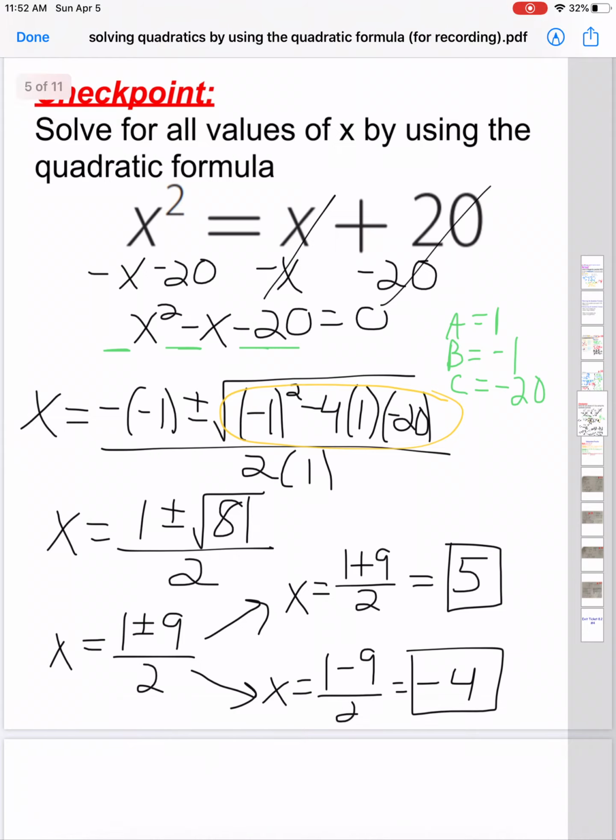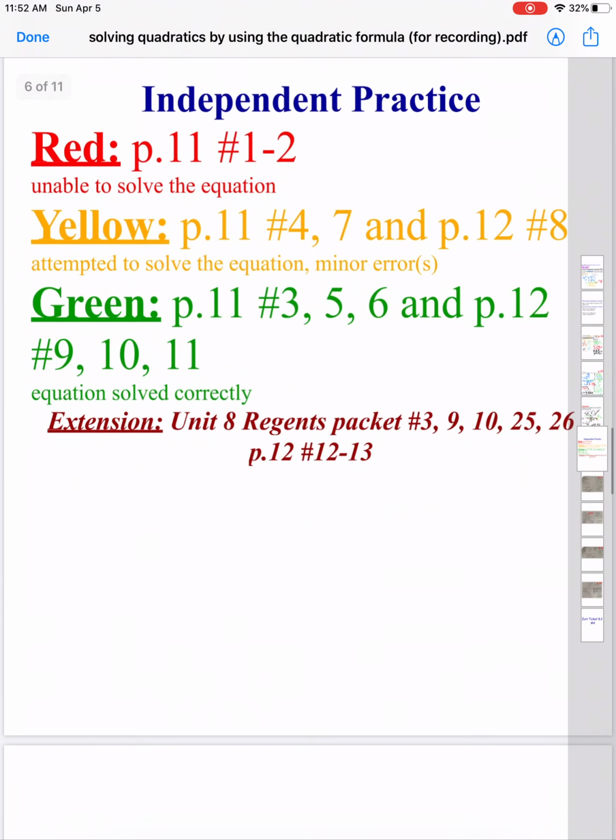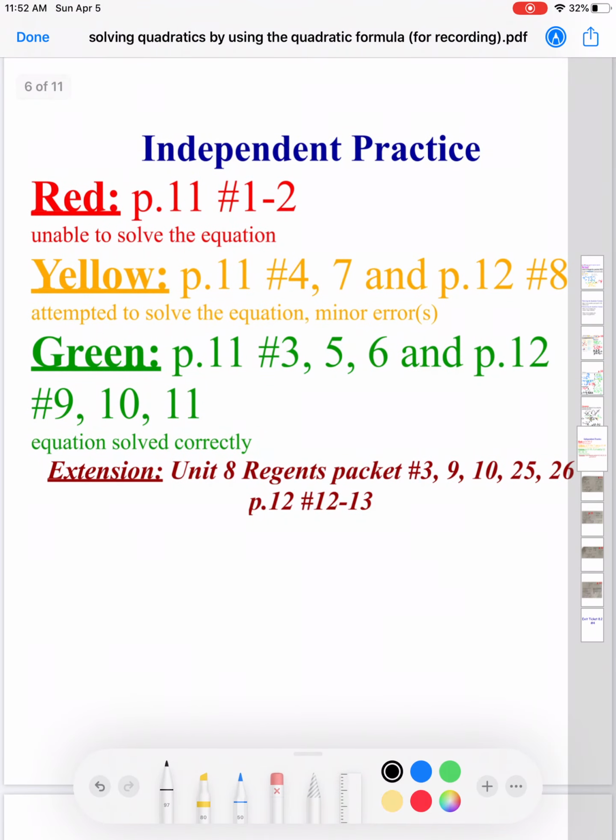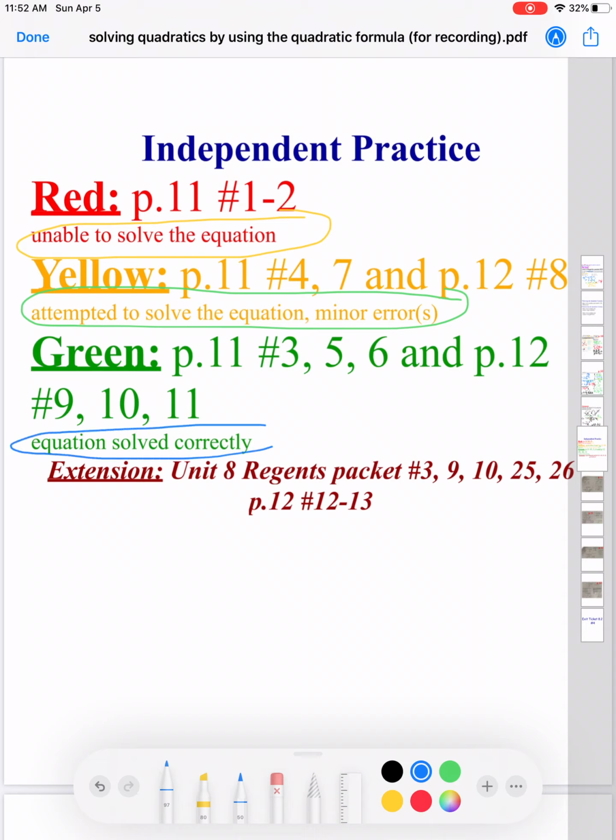Now I want you to think about how you did on this checkpoint question by yourself before watching the answers. If you feel like you were not really able to solve this at all by yourself and you want to start a little more basic, I want you to start in red. If you tried to solve, you were able to get your A, B, and C, but maybe messed up in simplifying your quadratic equation, I'd like you to start with the yellow problems. And if you really understood that, you got the same answers as me and your work matched it as well, you can go ahead and start in green.